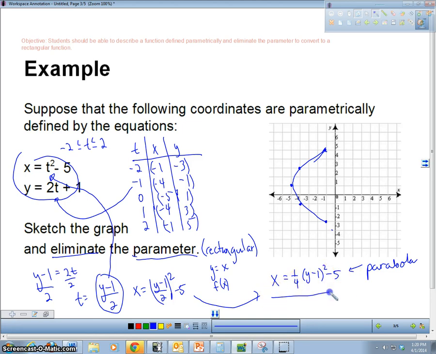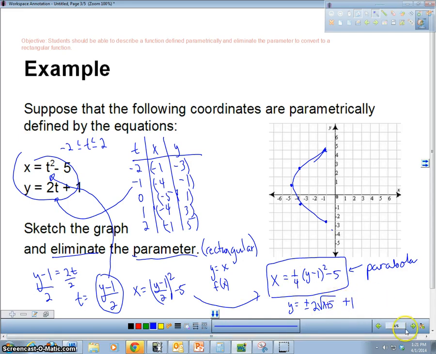So this would be our rectangular equation. It's not really a function. If you wanted to, you can solve for y, and if you did that, you would get y equals plus or minus 2 root x plus 5, plus 1. We add the 5 multiplied by 4 square root, and you get this. So either way is fine.